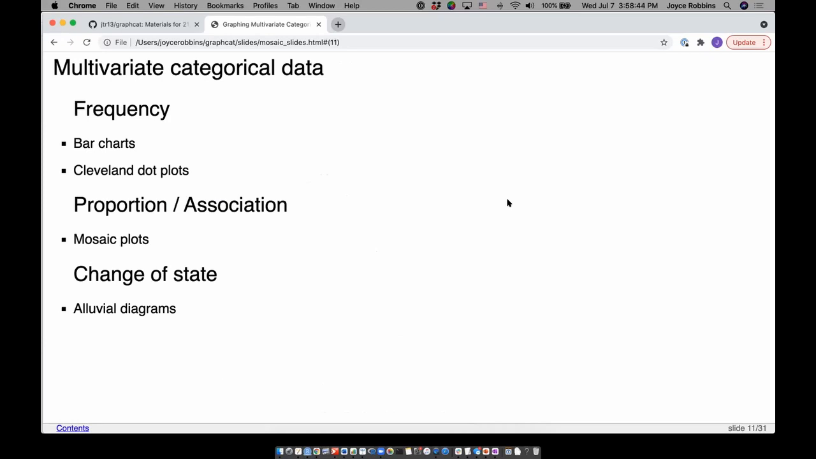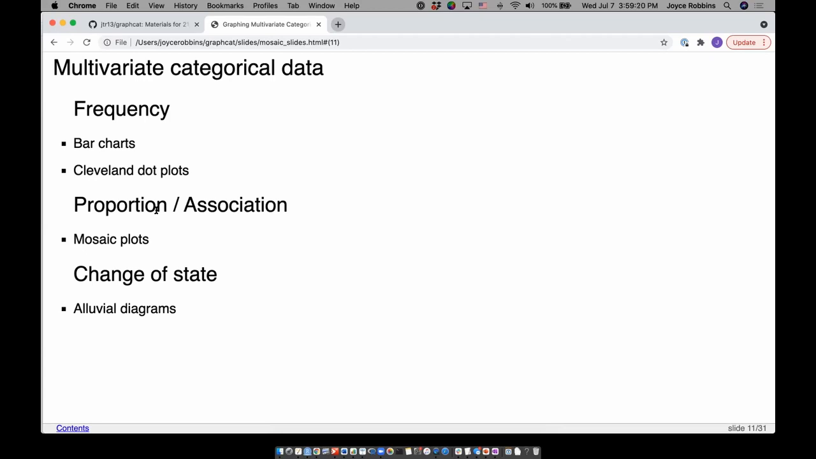Now, I'm going to be talking about mosaic plots that are good for proportion or association, as I've said. Luca's going to discuss alluvial diagrams, and the big punchline there is that they're great for change of state, when you have multiple states and you want to follow a flow from one state to another. There are other types of visualizations for categorical data, and we certainly don't mean to imply that mosaic plots and alluvial diagrams are the only way to go. So the most common way to show categorical data is with a bar chart.